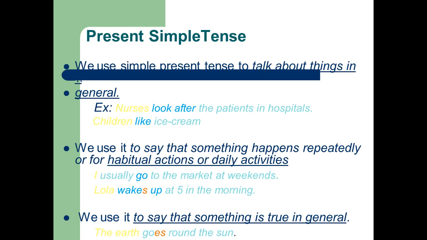So we use present simple tense to talk about things in general. Nurses look after the patients in hospital. Children like ice cream.